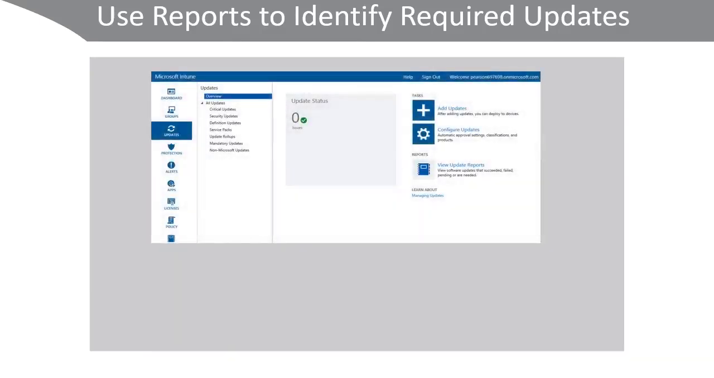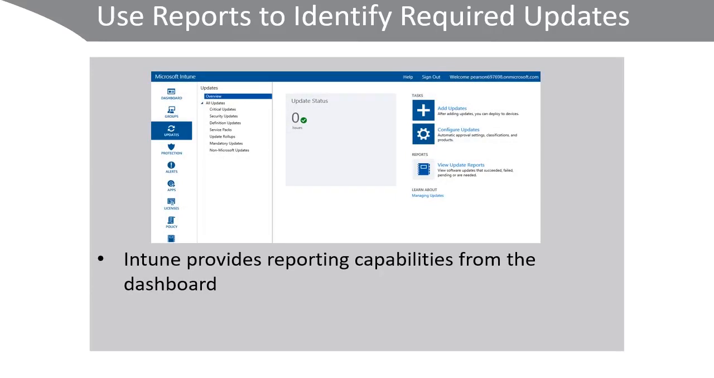One of the brilliant things about Intune is its ability to provide for reporting. You can use reports to identify required updates. In the Classic portal, you can take a look at the required updates from the Update tab on the left-hand side. If the Update tab isn't visible, this is because you don't have the Intune agent installed on at least one device.